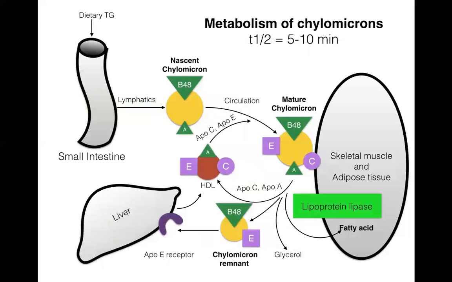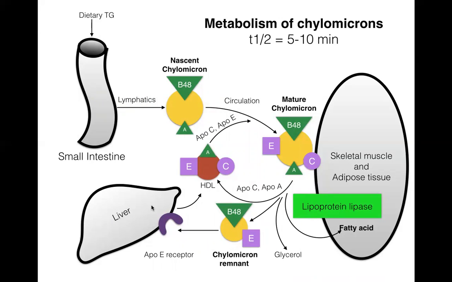The complete life story of a chylomicron is illustrated here. The half-life of a chylomicron is rather short, lasting only 5 to 10 minutes. And as the illustration shows here, it starts in the small intestine, delivers its contents to muscles such as skeletal, cardiac, and adipose tissue. And the final destination where it will be catabolized is the liver.